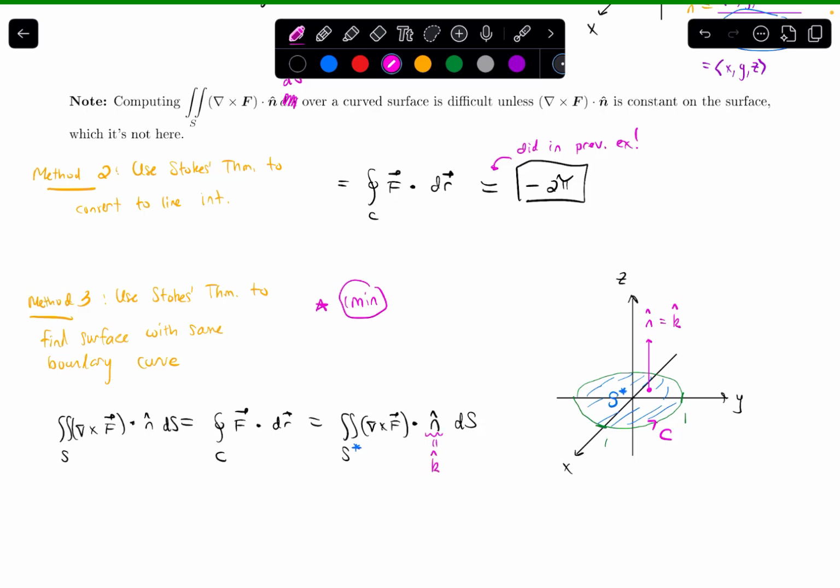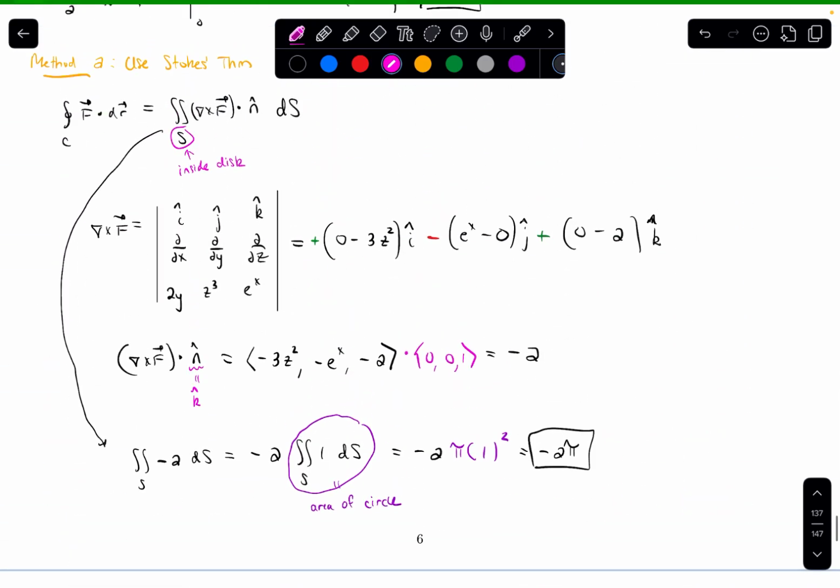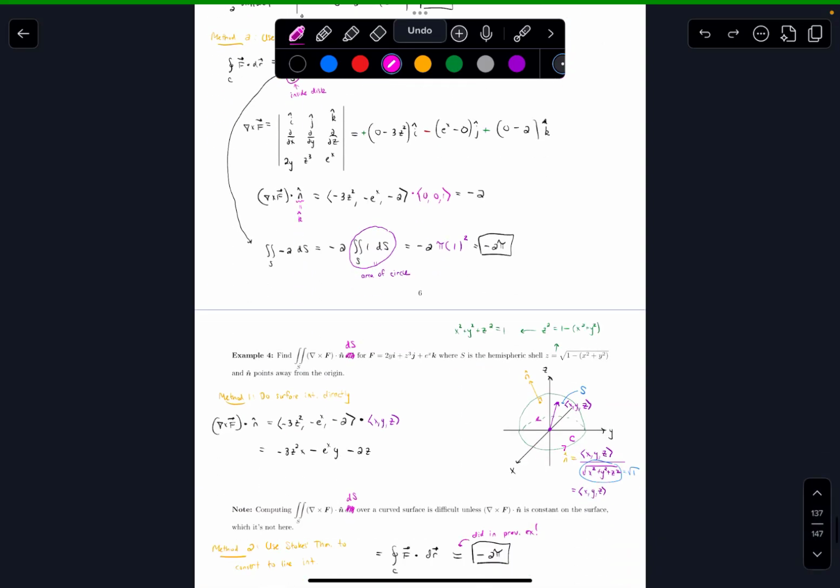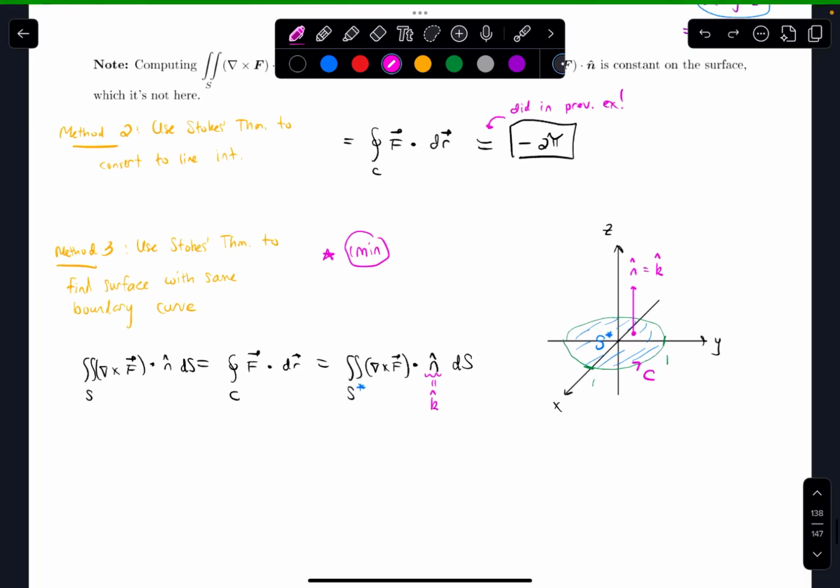And now this becomes exactly the problem that we did here. In the last example, we did the surface integral over this internal disk. We did the curl, we dotted it with k hat, we got -2, and then we did that surface integral, and that ended up giving us -2 pi. Okay, so we did this already in the previous example. And when we did that, we also got -2 pi.